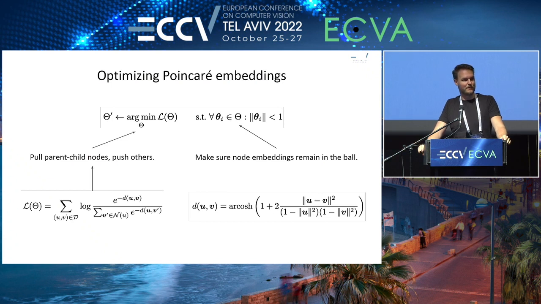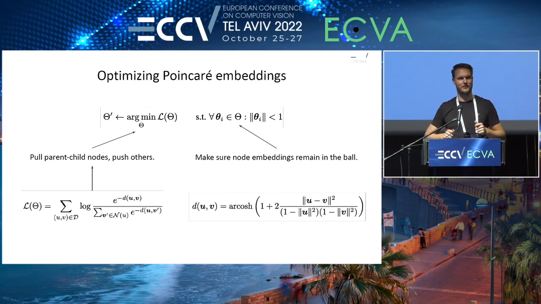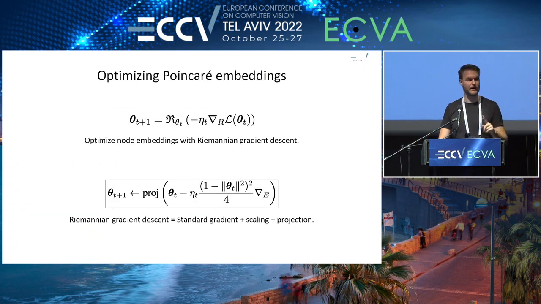So we just transform it into a softmax loss that we can optimize over, such that as long as these parent-child connections are pulled and pushed, our loss gets lower and lower until we're happy. So we can do that, but we have to do one more change. You have to think about gradient descent.